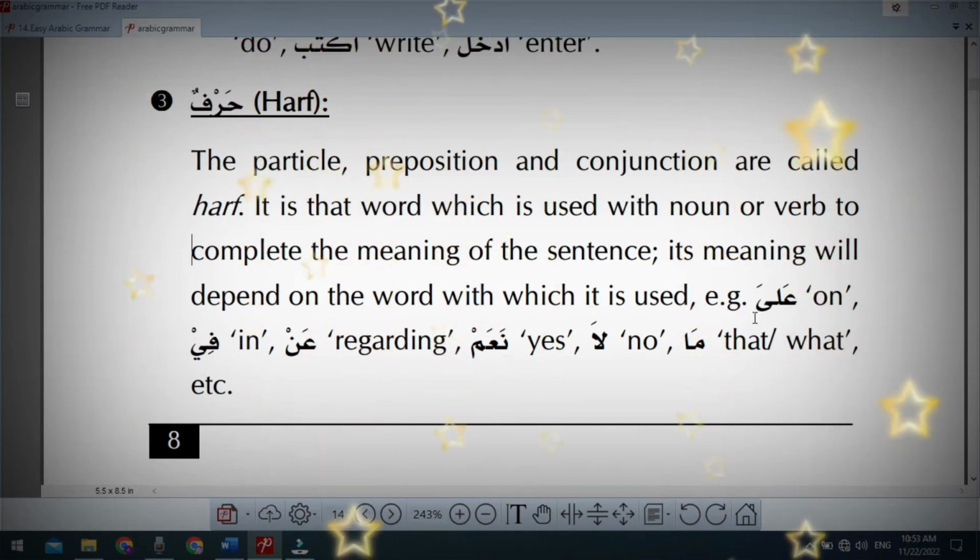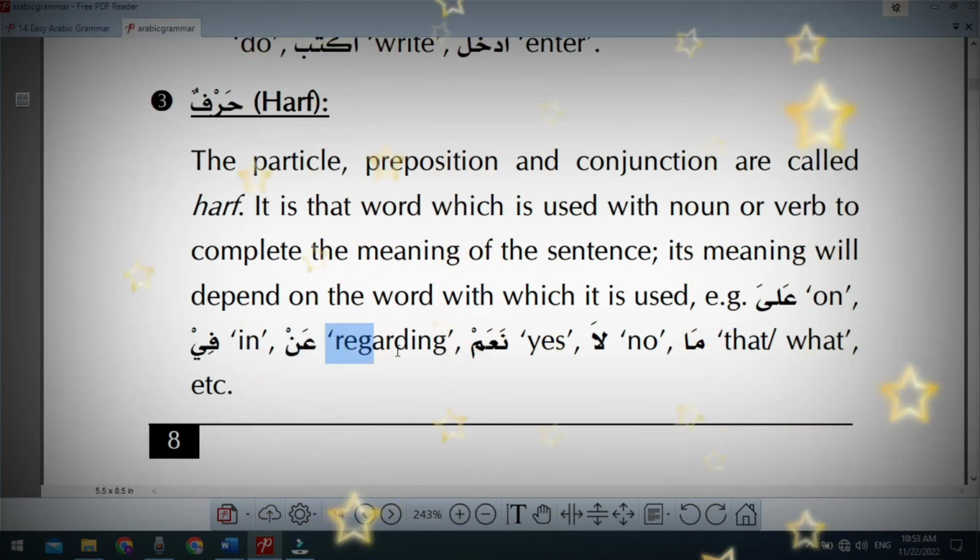For example, ala. This is a harf and the meaning of ala is on. The harf fi: the meaning of fi is in. The harf an: its meaning is regarding.